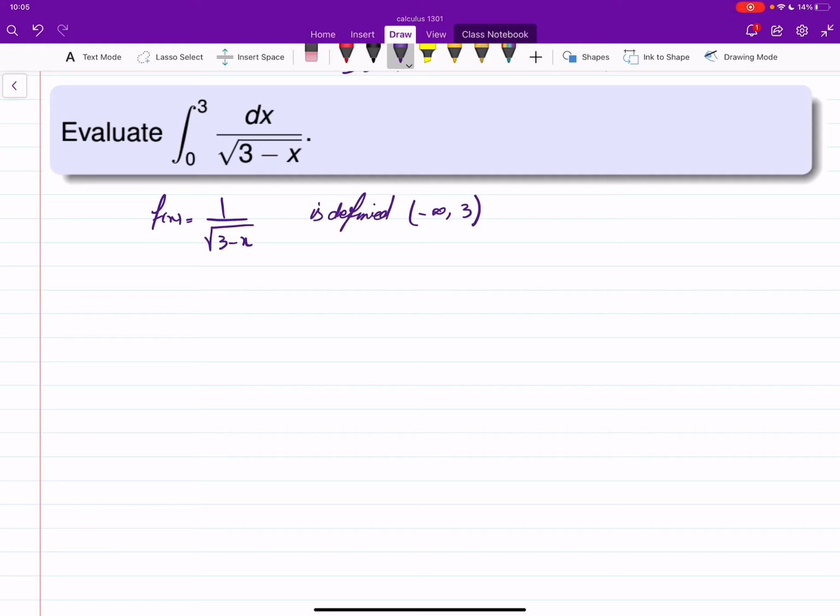Then what do we do in this case? Let's see a sketch of this function. At 3 it has a vertical asymptote, and the graph goes something like this. Now we want to integrate from 0 up to 3.